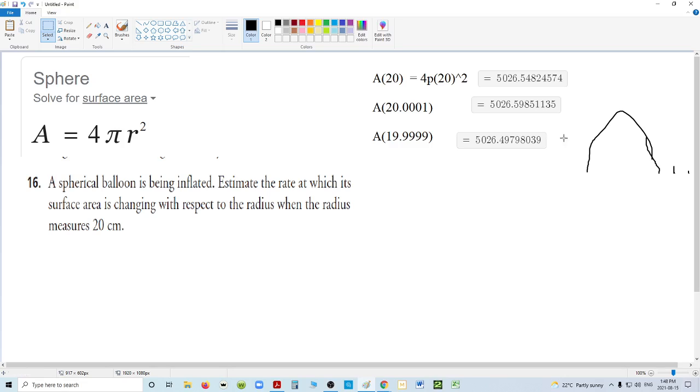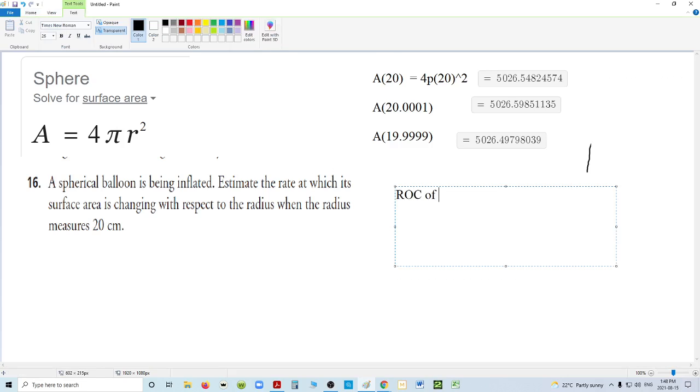We're trying to measure the rate of change of 20 to 20.001, which is 20 plus h. And we're trying to measure the rate of change of 19.9999 to 20, which is 20 minus h. So the first one's formula is going to be rate of change is equal to area of 20 plus h minus area of 20, all divided by h. And in this case, my h is whatever I added to both and subtracted from both.